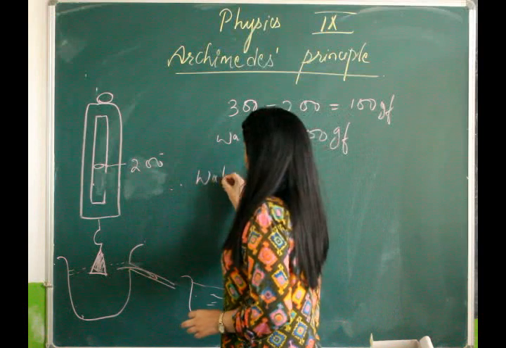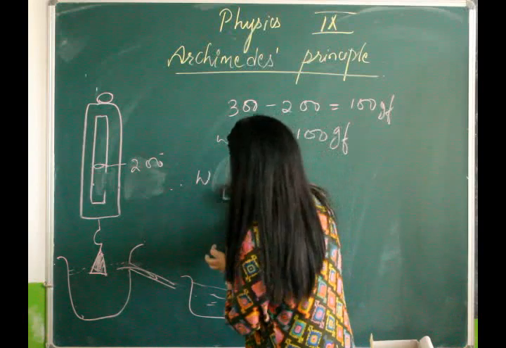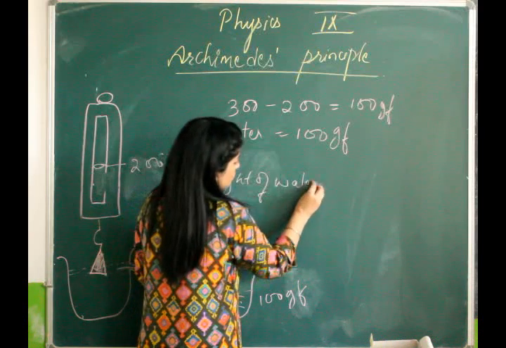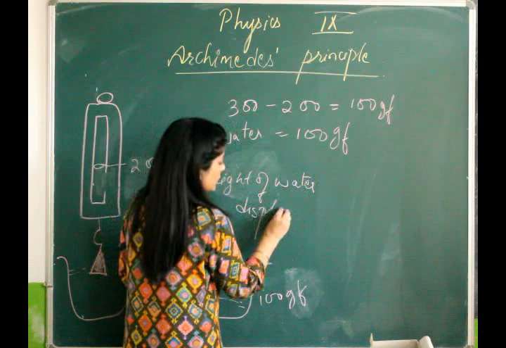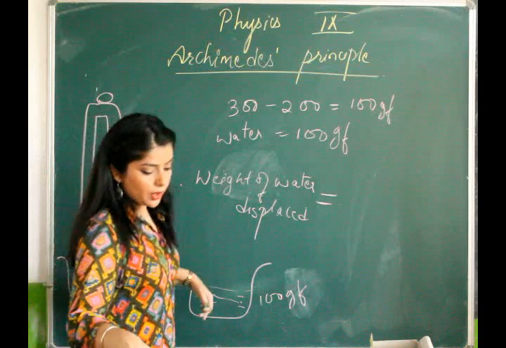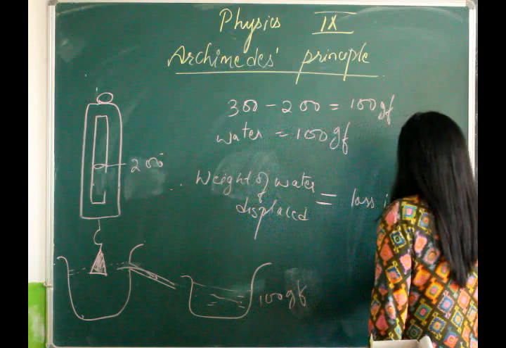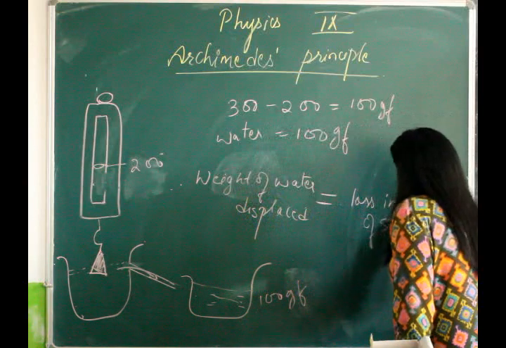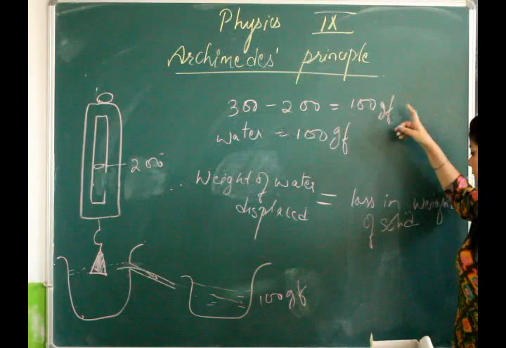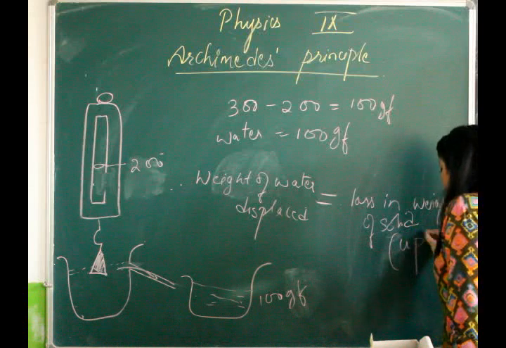Therefore, the weight of water displaced, the amount of water which is being displaced coming out of this eureka spout, is equal to the loss in weight of the solid. Whatever is the difference in weight of the solid, it is equal to that. This loss in weight of the solid is actually the upthrust.